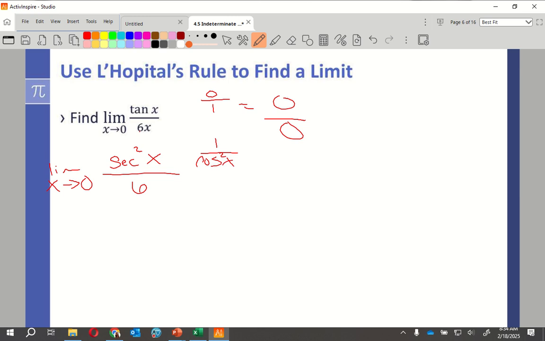Cosine at 0, because that's what we're asking for, right? Cosine at 0 is all the way to the right. What is the x value at 0? 1, right? So this is going to be 1 squared, which is 1, so 1 over 1. And in the denominator, I don't have any x's to plug in, so that's just going to be 6.